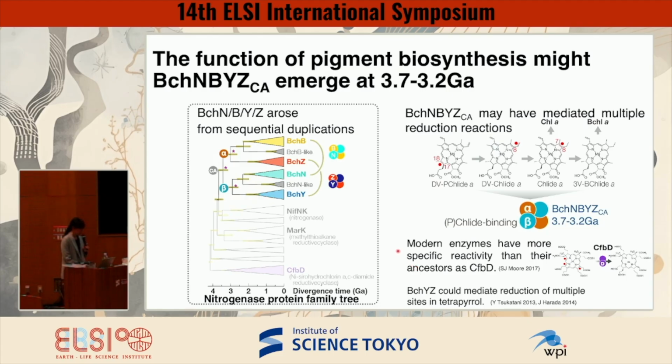There are reports that modern enzymes have more specific reactivity than their ancestor, CFPD. CFPD is the most ancient protein in the family tree, and it can reduce multiple reaction sites with less specificity. And BCHYZ could also sometimes mediate reduction of multiple sites in tetrapyrrole. So the ancestral protein catalyzed multiple reduction reactions with less specificity, and generated a precursor of bacterial chlorophyll A and maybe a precursor of chlorophyll A simultaneously as well.